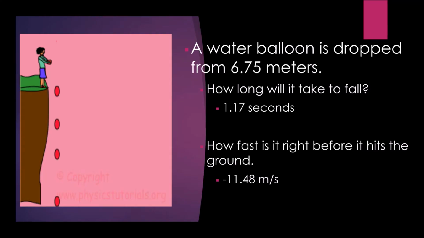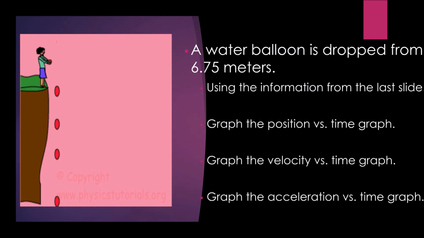As we discussed, the water balloon will take 1.17 seconds to fall, and in that 1.17 seconds, it will accelerate to a velocity of negative 11.48 meters per second. Now, let us use the information from the last slide to graph our position, velocity, and acceleration versus time graphs. But before we do that, let's think about it.